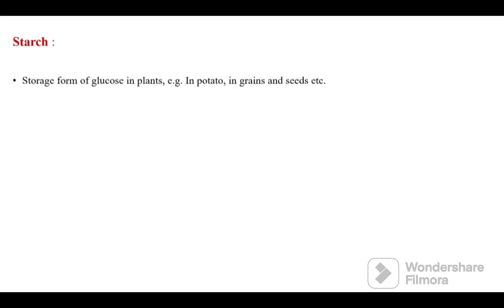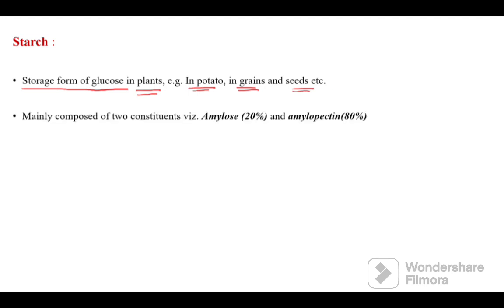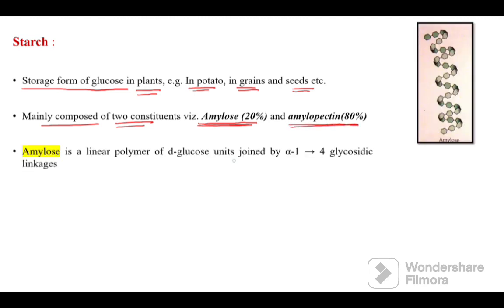First we'll see about starch. Starch is the storage form of glucose in plants, for example in potato, in grains, in seeds, etc. So this starch is mainly composed of two constituents, that is amylose, which makes up 20% of starch, and then amylopectin, which makes up 80% of the starch molecule.